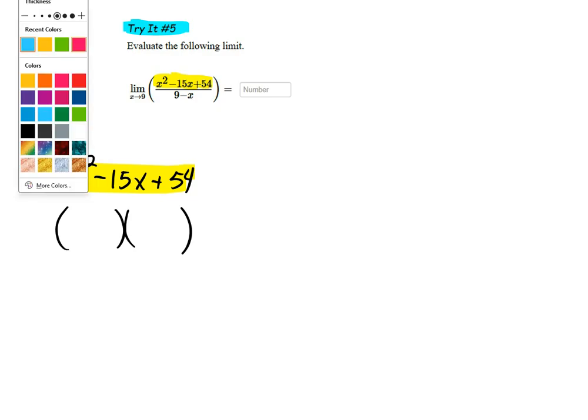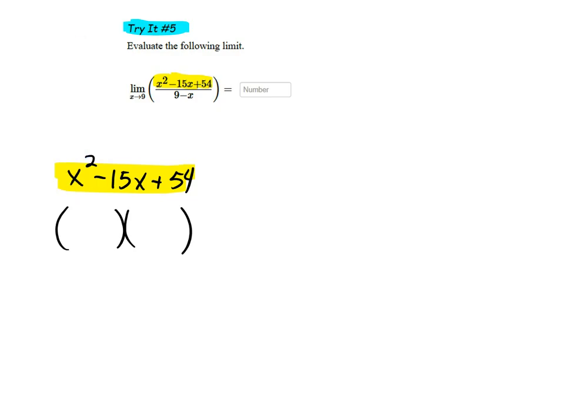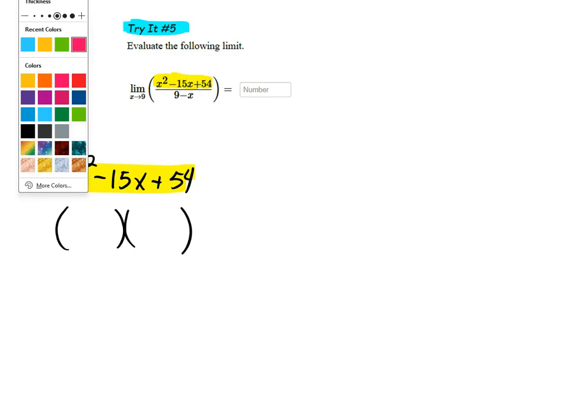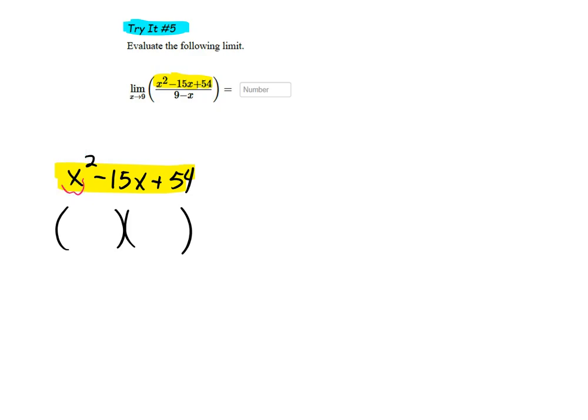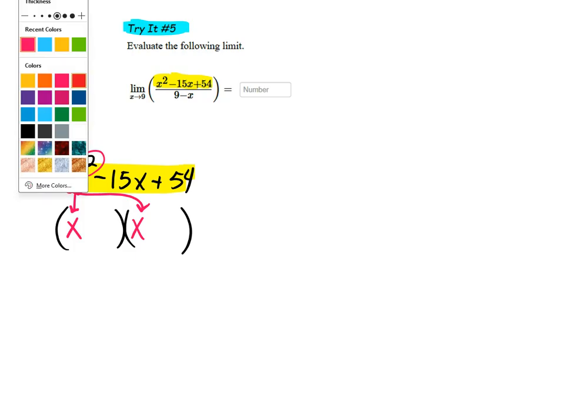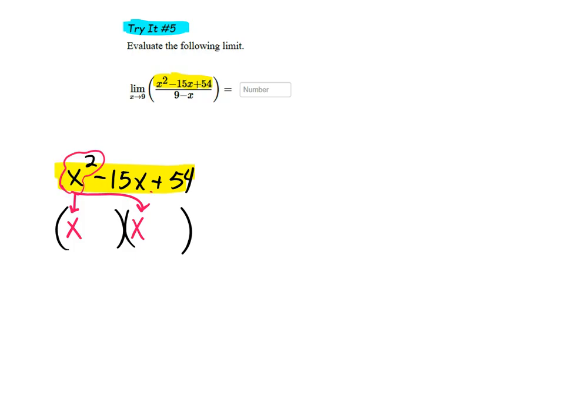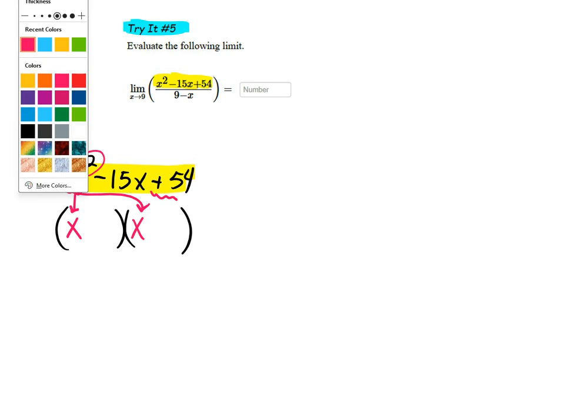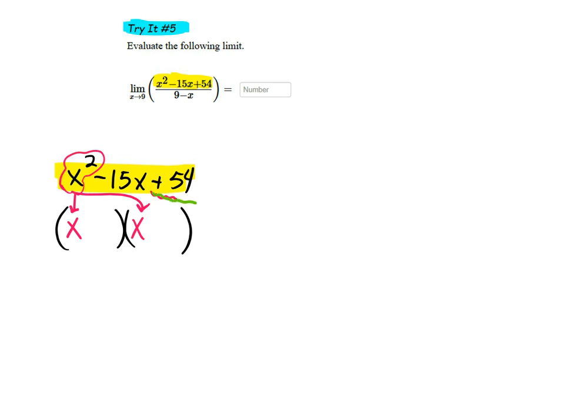because if my first term is an x squared, it came from first times first. Remember the FOIL method? First, outside, inside, last. So if my first term is x squared, then first times first has to be x times x. And then if my last term is a positive 54, then I need two numbers that multiply to give me 54.